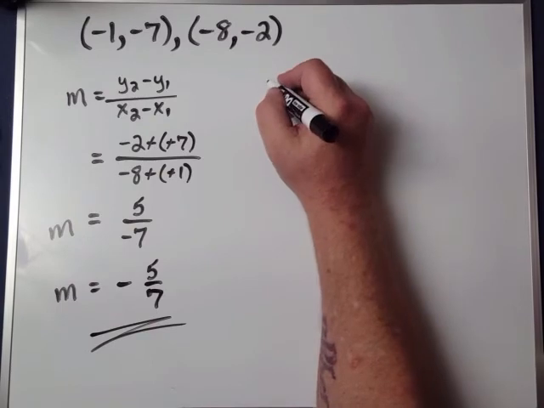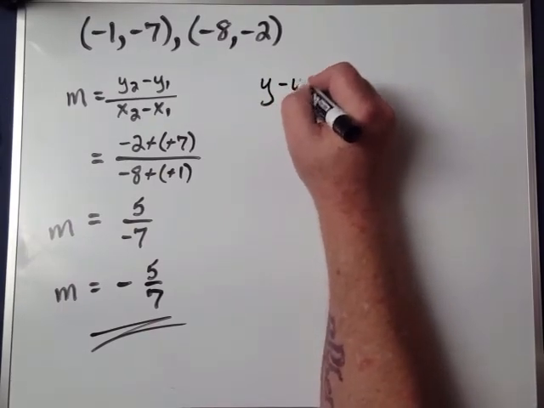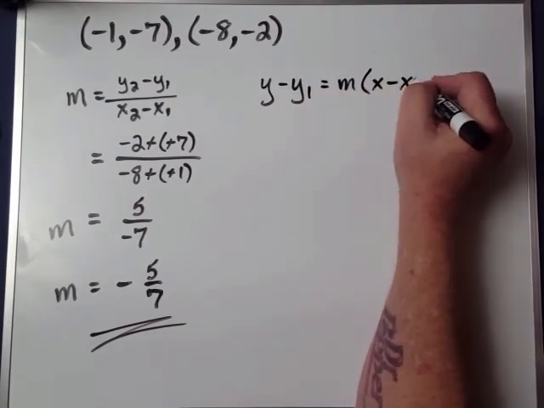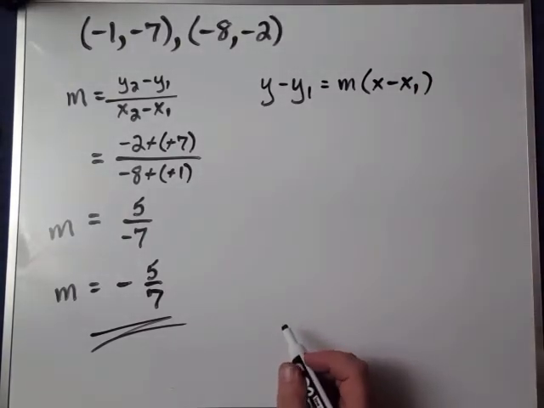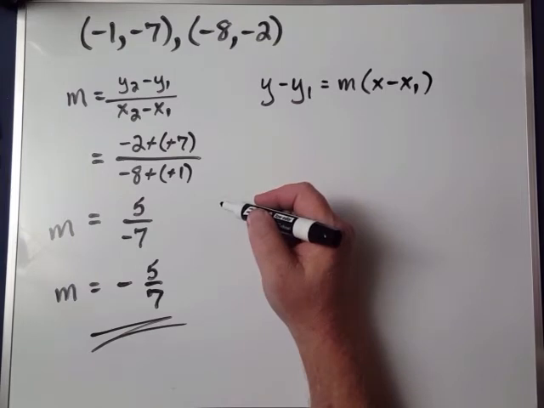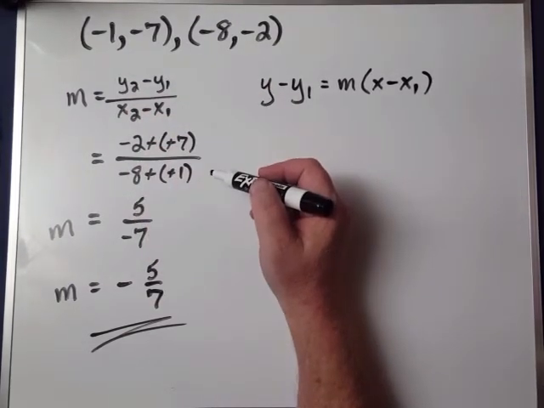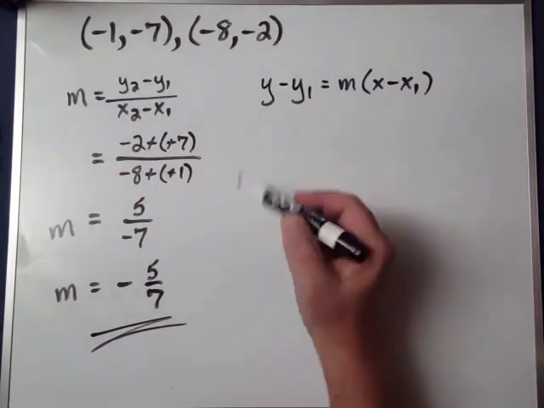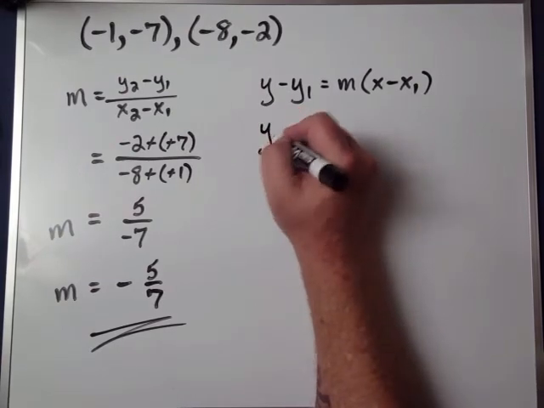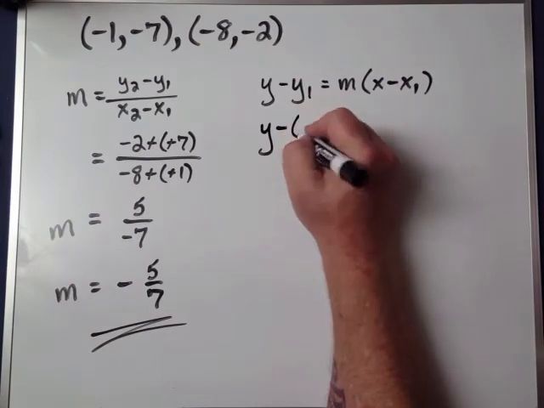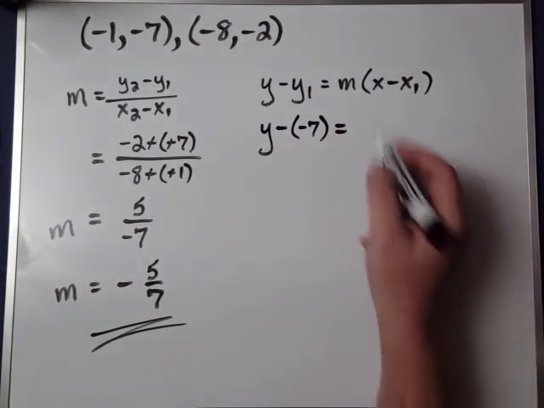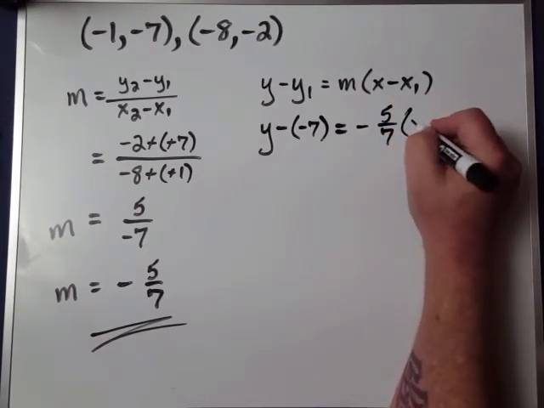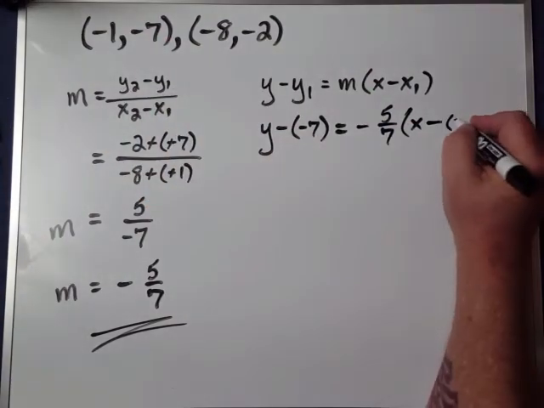I have my slope, and so I'm ready to plug into point-slope form. I have 2 points to choose from, and I have a slope. Point-slope form, y minus y1 equals m quantity x minus x1. I usually pick the point that looks like it's going to be easier to use. I don't know that either of those are easier than the other one, so I'll just grab the first one, the -1, -7, and I will use that as the point that I'm plugging in. That gives me y minus, and the y coordinate of my point is -7, equals the slope. We found the slope to be -5/7 times the quantity x minus, and the x coordinate of my point is -1.